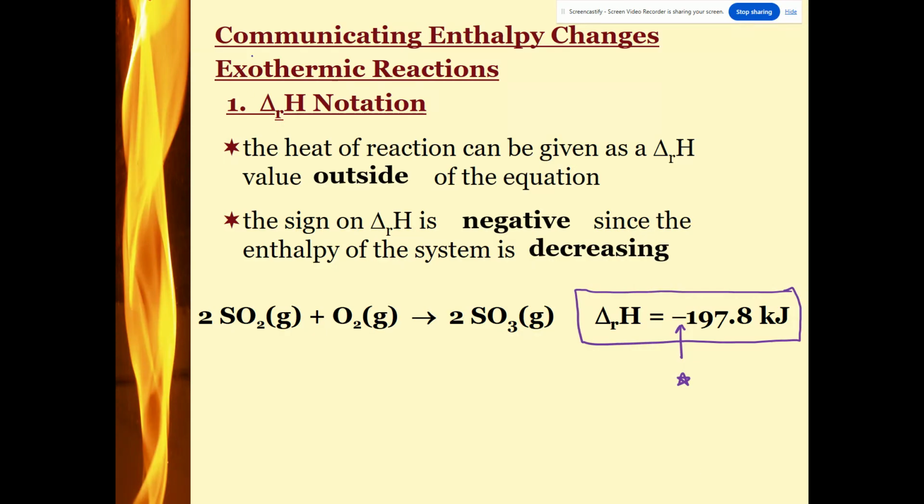Okay, we're looking at exothermic reaction examples right now. So if a reaction is exothermic, where the delta H is written off to the side, it's a negative value. In this case, this reaction releases, I should say, 197.8 kilojoules, and we illustrate it as being a negative value since heat is being lost. Now that's the first way to communicate the enthalpy change of a reaction, writing it separately as delta H notation.